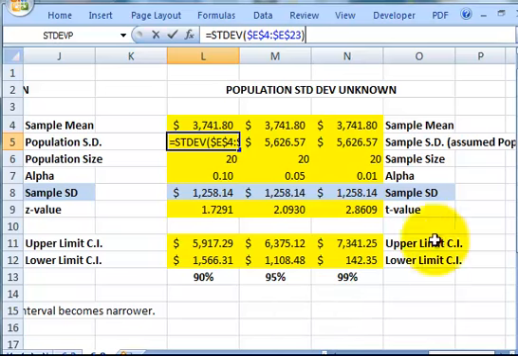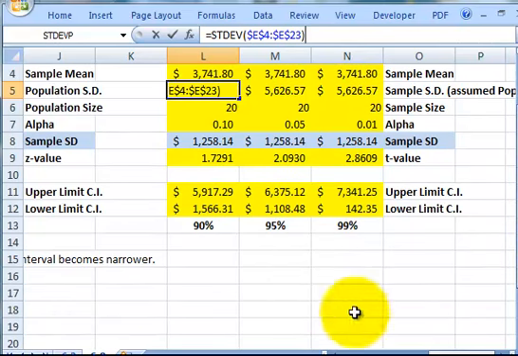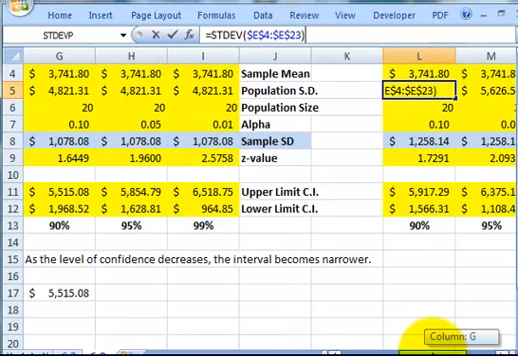And then the rest of it was relatively straightforward, and it's the same thing. If I want to be 99% confident, I have to have a very wide range. If I only need to be 90% confident, I don't need such a wide range.